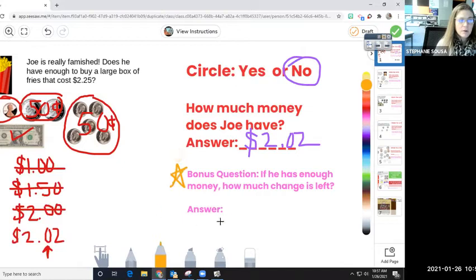This says bonus question. You are going to do the bonus questions today because you're ready for them. Bonus question says, if he has enough money, how much change is left? Well, guess what? He doesn't have any change. None. There's not enough left. Okay.